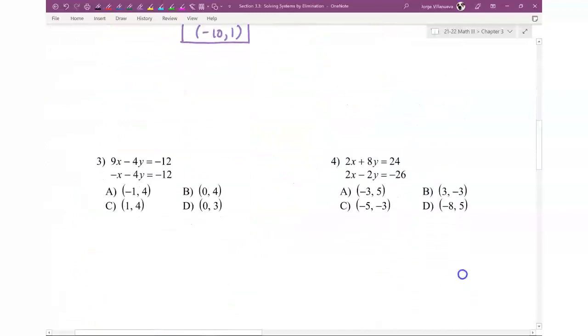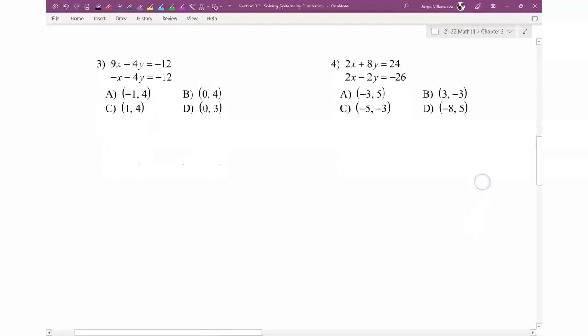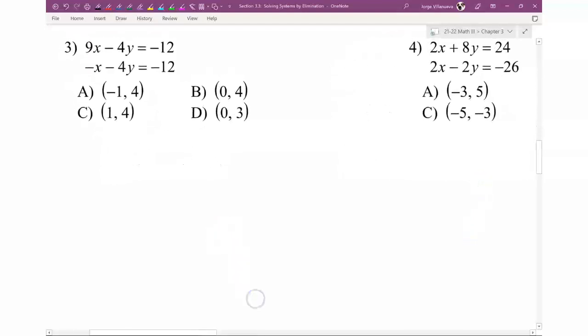Let's jump to another one over here. Let's look at number 3. Now this is going to be the last of the quote-unquote easy ones, because these ones kind of match up nicely. Which variable do I want to get rid of for number 3? The y value, right? Look, negative 4y, negative 4y. So those are kind of set up for me. Notice how the x value, one of them is a 9 and the other one is a negative 1. They don't match up close enough. But negative 4 and negative 4, they match up just fine. So let me rewrite the problems here. That way I can write all over them.